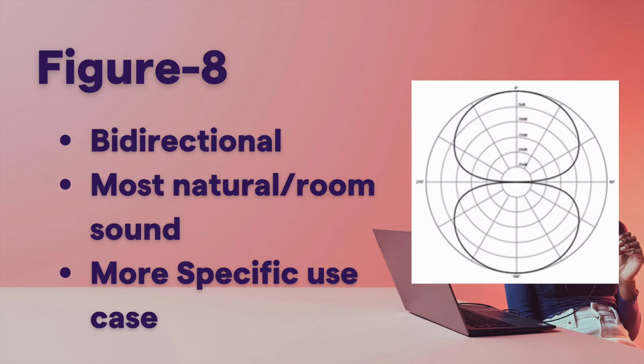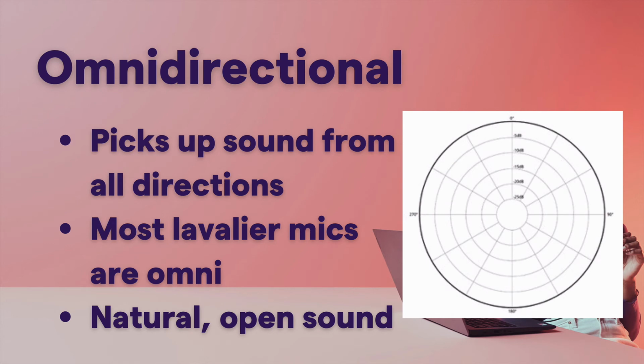A figure 8, also called a bidirectional mic, has a pattern that looks like this, and it tends to be the most natural sound. Our ears actually work in a figure 8 pattern, and figure 8 polar pattern mics have a little bit of a more specific use case. And finally, a microphone that has an omnidirectional polar pattern picks up sound from all directions. Most lavalier or clip-on mics are omni, and these have a natural open sound because they're picking up sound from all around it.